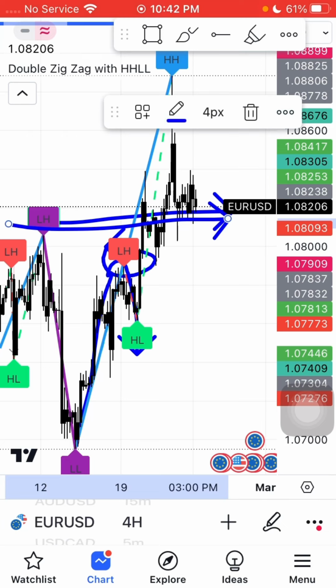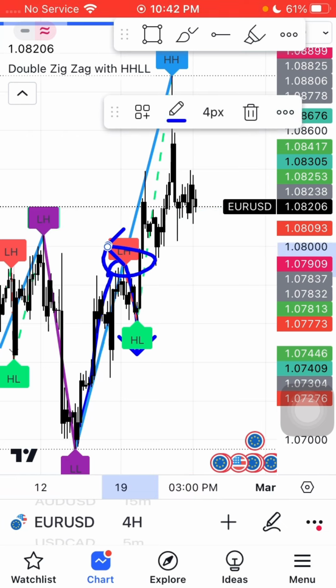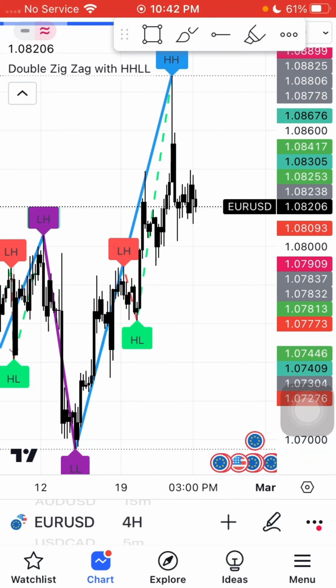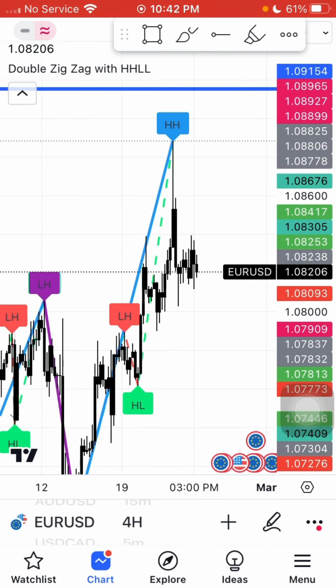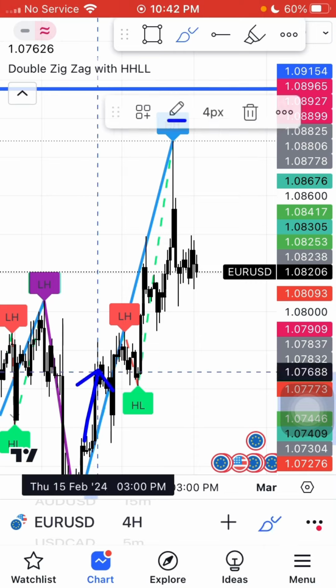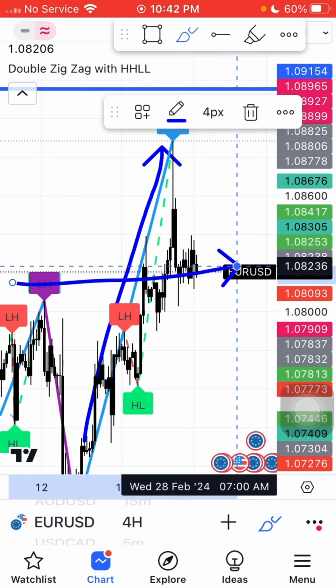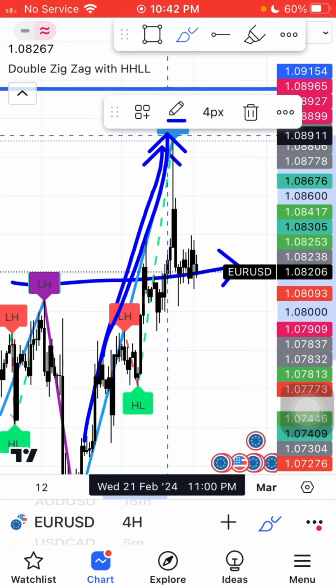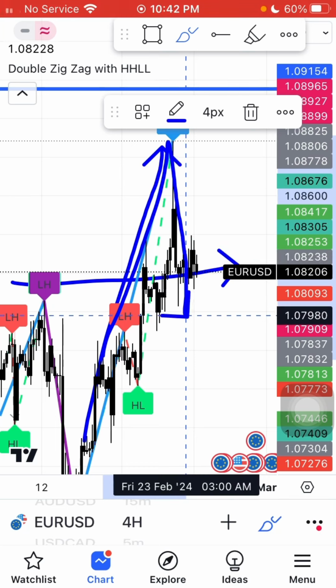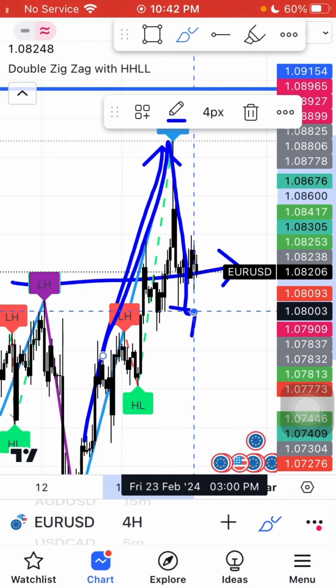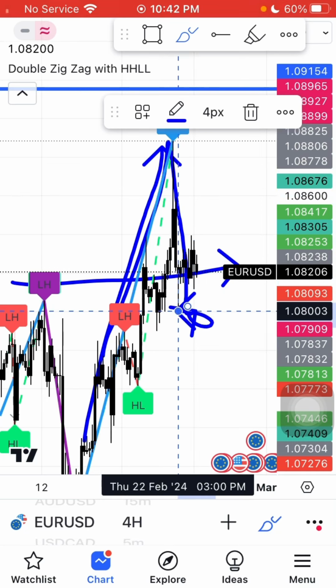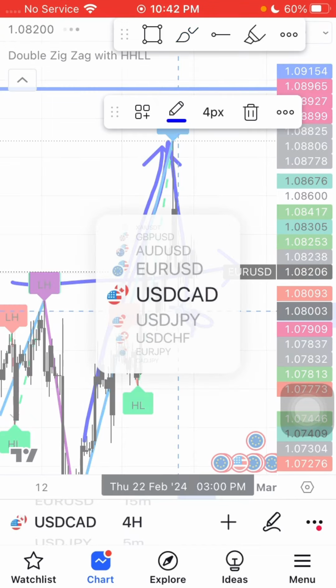So now let me take this off so you can actually see what I'm doing, guys. Now that price broke this level right here, and broke this level right here, this is a higher high, and then we're looking for a higher low. So once price gives us a higher low, we will be aiming to buy this particular pair, guys.